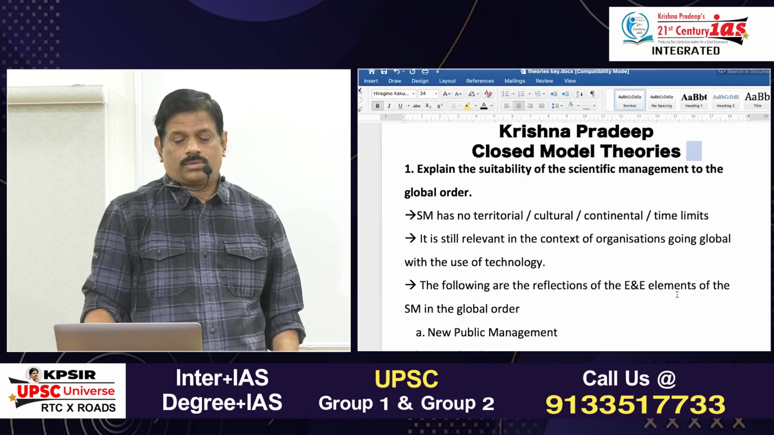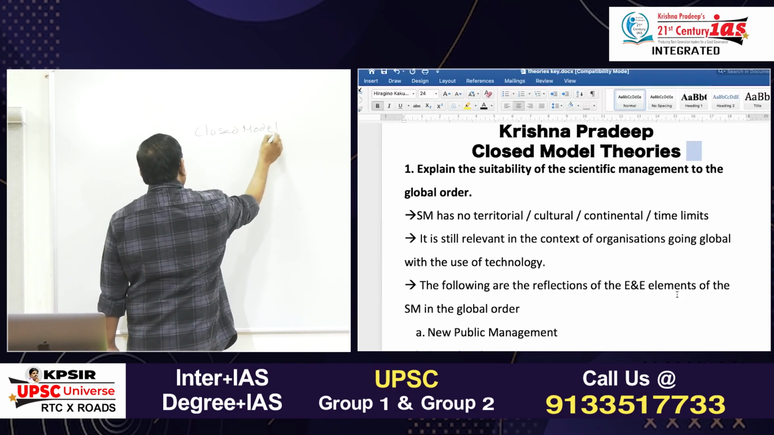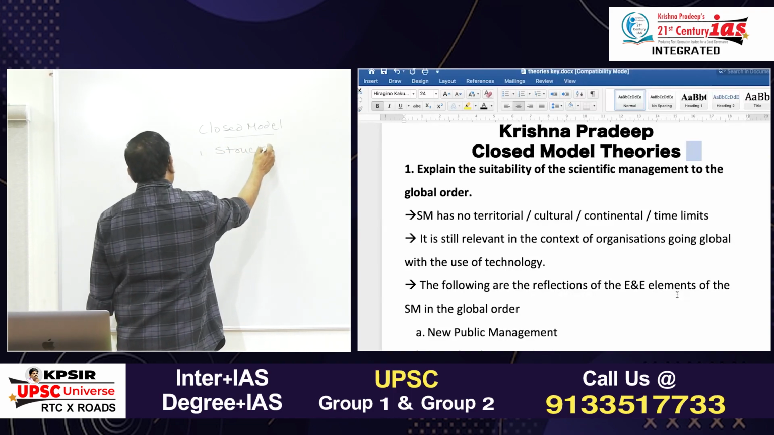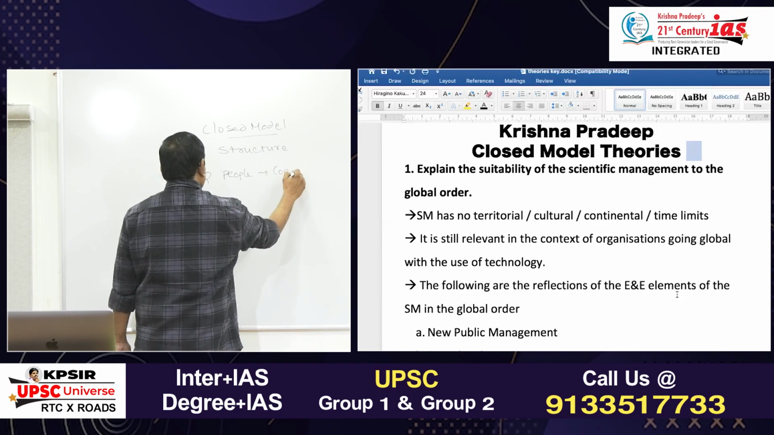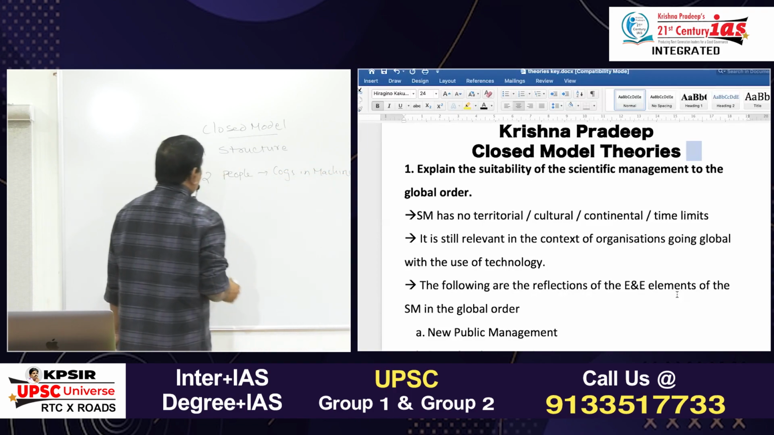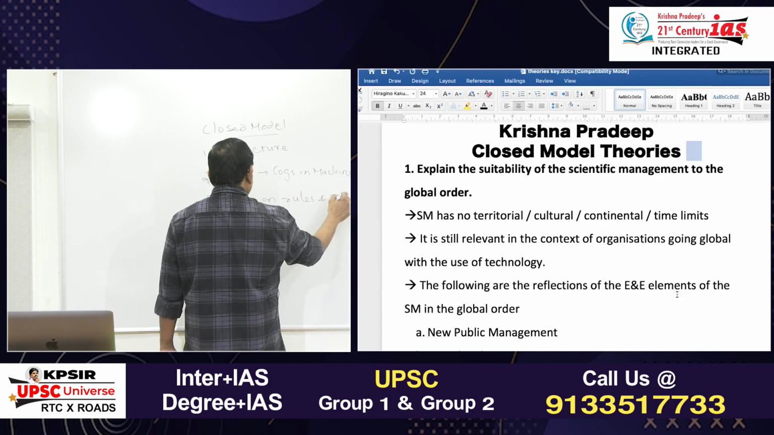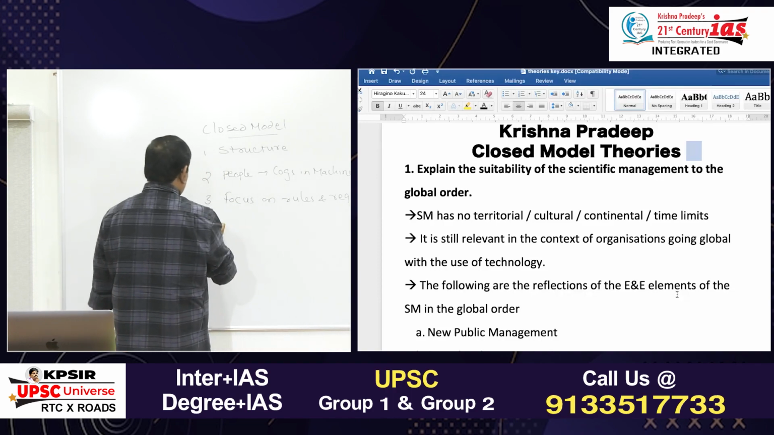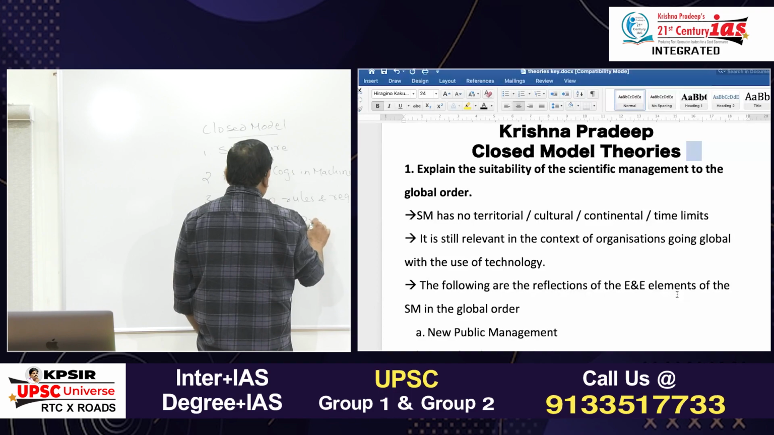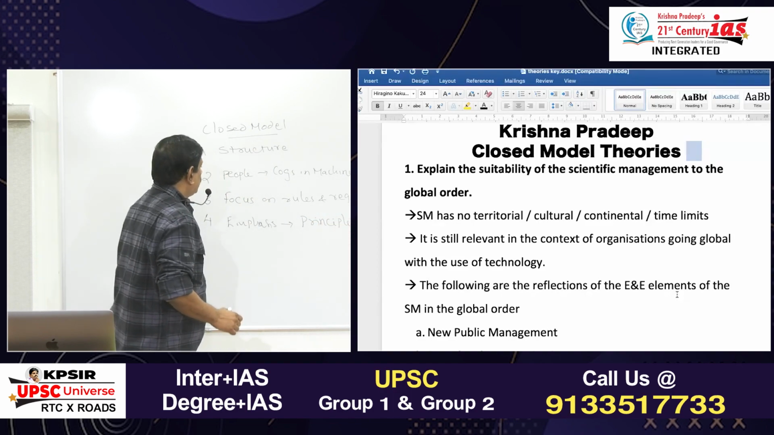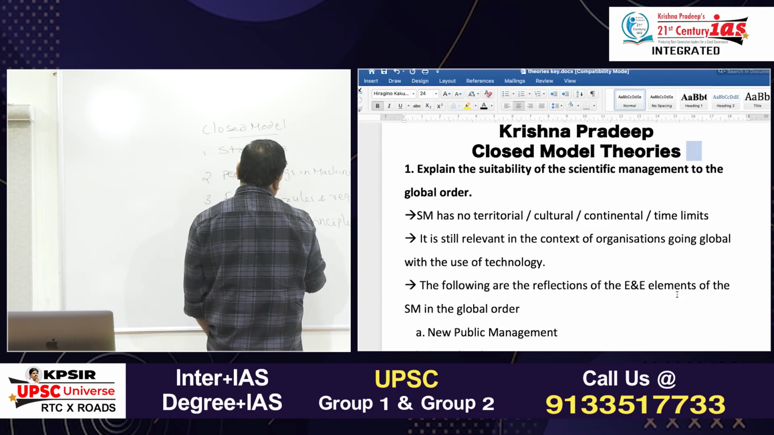Based on that approach, overall, the closed model theories focus on certain things, like treating the organization as a structure and treating the people merely as cogs in the machine, and focus on rules and regulations, and emphasis will be there on the principles of building an organization, and treating the worker as economic man.